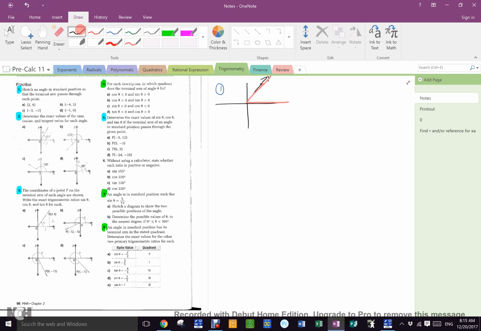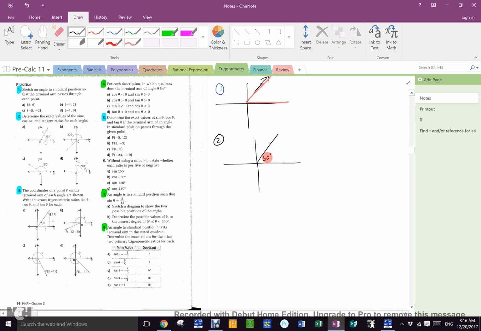Great. Number 2. Number 2 is a little bit harder. Determine the exact values for each sine, cosine, and tangent ratio. And if you look real closely, you see there's some scribbles on there. That's not the actual work. What it actually is, this goes up here. It is 60 degrees. And I want the exact values, right?